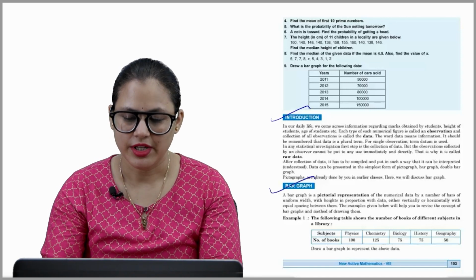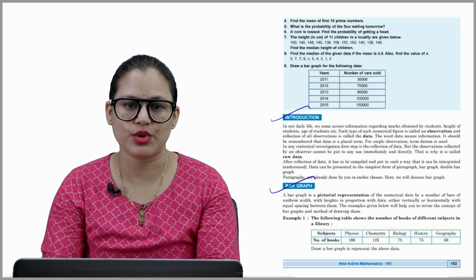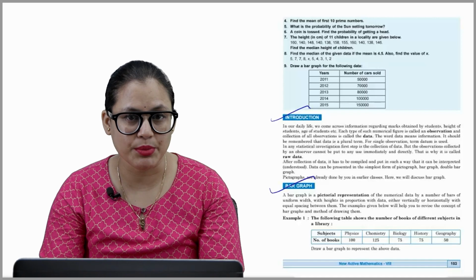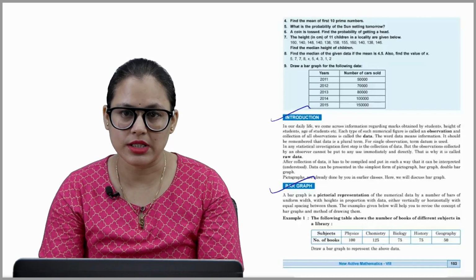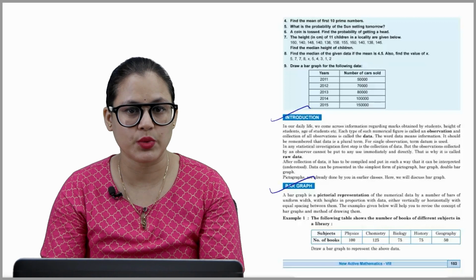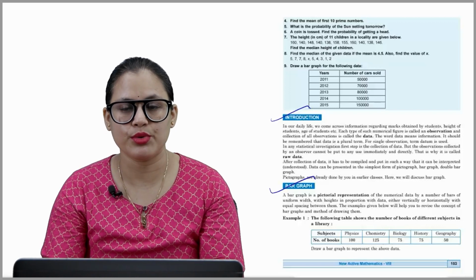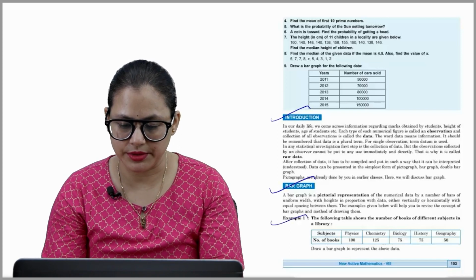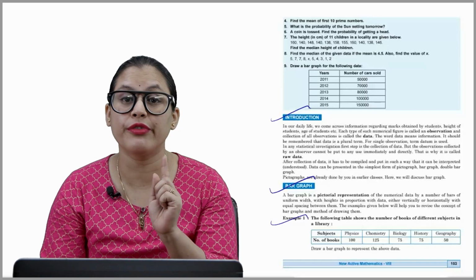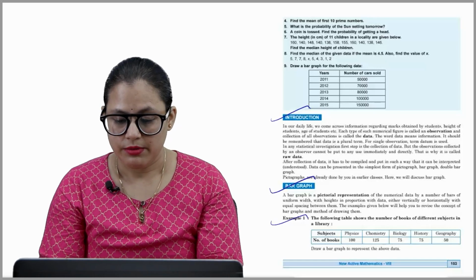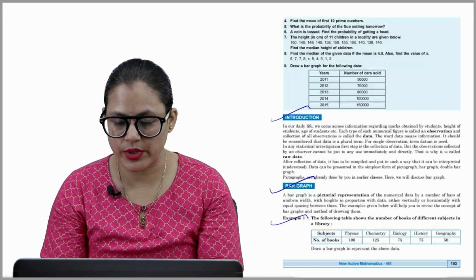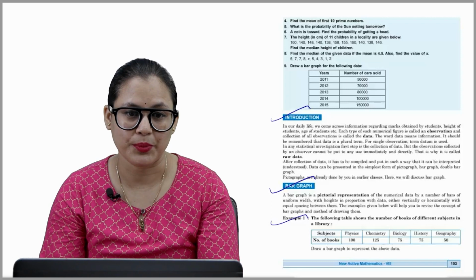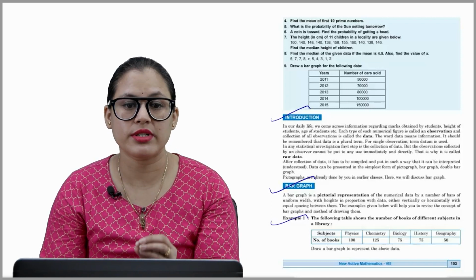Okay, bar graph. A bar graph is a pictorial representation of the numerical data by a number of bars of uniform width with heights in proportion with data, either vertically or horizontally with equal spacing between them. The examples given below will help you to revise the concept of bar graphs and method of drawing them. So example 1 is given here. This table shows the number of books of different subjects in a library: physics books 100, chemistry books 125, biology books 75, history books 75, and geography books 50. Here we have to draw a bar graph to represent the above data.